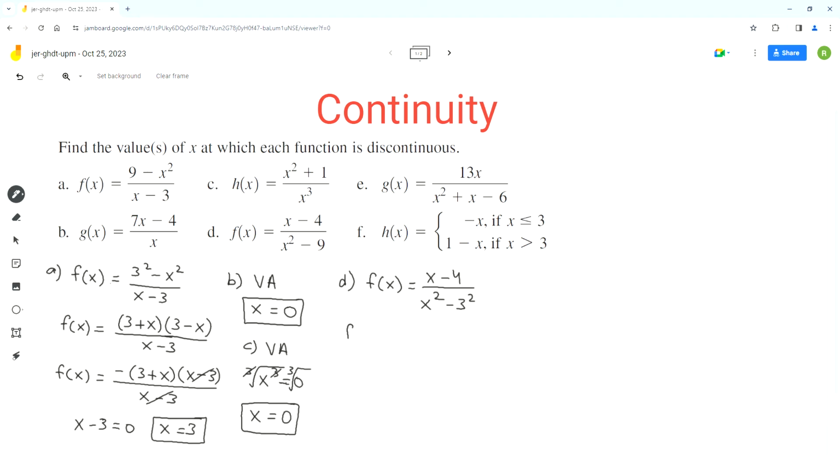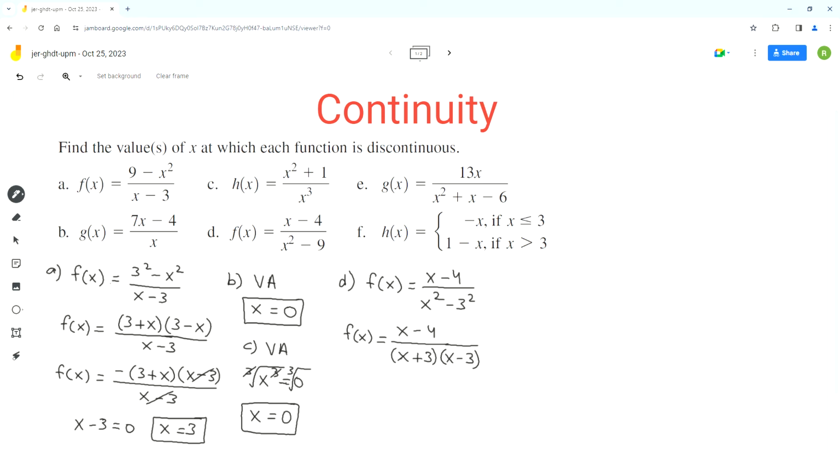And in the next step, we can break it up using the difference of squares method. So in the denominator, we get x plus 3 times x minus 3. Now in this case we cannot cancel out any of these factors, so that means there are two vertical asymptotes in this rational function.